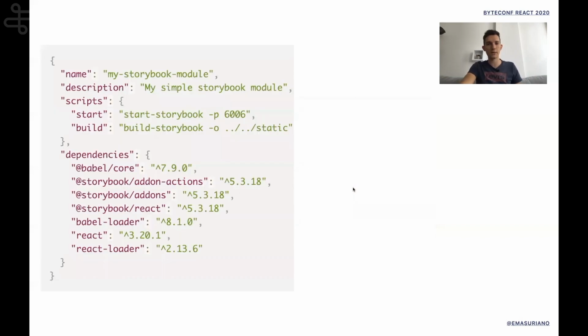So let's see how they look. This is more or less how a module will look. Inside the folder, one of the things that you need to define is a package.json. In the package.json, you can have the name, the description, the scripts, which are the functionalities that clients can execute from the outside, and then dependencies.